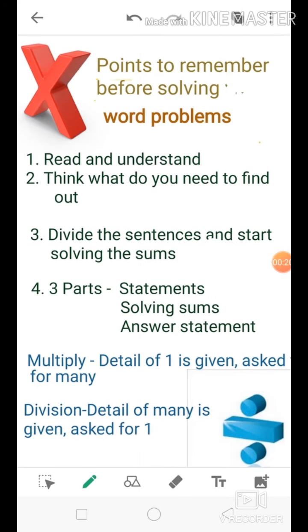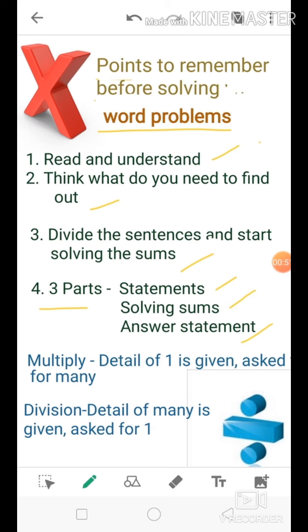Points to remember before solving word problems. Read and understand. Think, what do you need to find out? Divide the sentences and start solving the sums. While writing answers, the answer will have three parts: statements, solving sums, and answer statement.